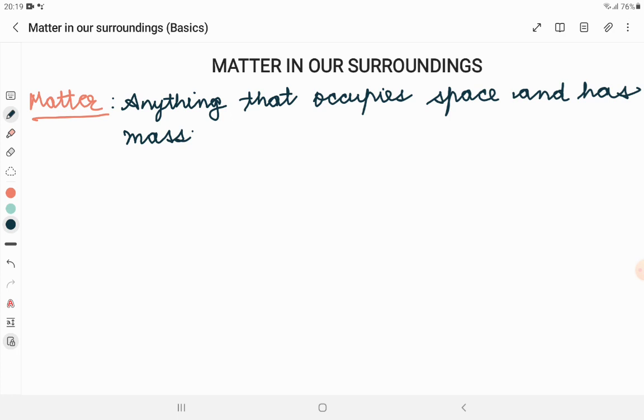Now we can classify the matter. How can we classify the matter? You should know that the classification of matter can be done on two bases. What are the two bases on which the classification of matter can be done? Let us see.